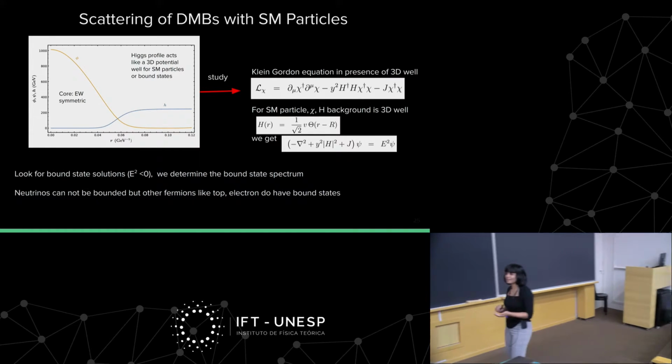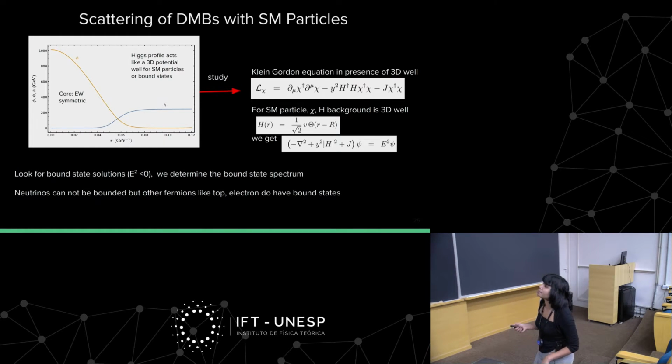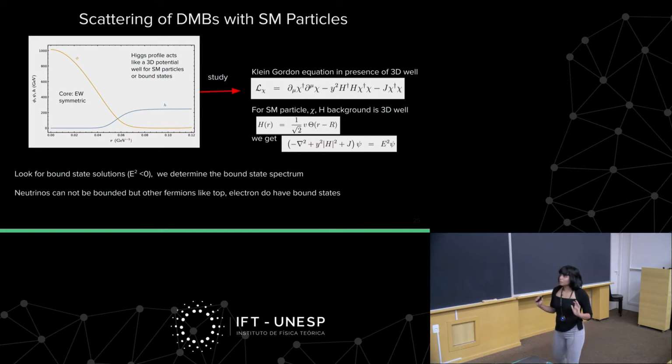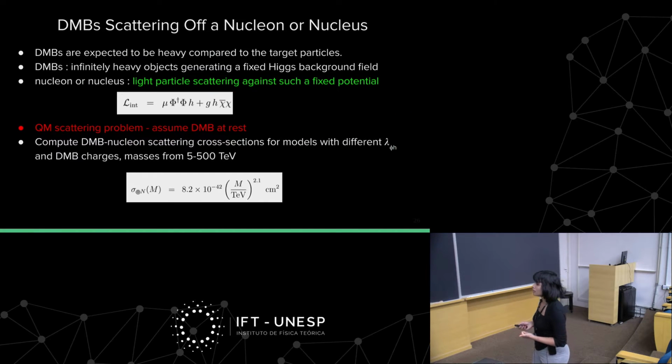We're not treating fermionic or bosonic. We just assume it to be a scalar field, actually, and calculate the cross-section rates. So we look for the bound state solutions, and we estimate the bound spectrum. And then we could take different values of y, the Yukawa, for the neutrinos, for the electrons and top. Depending on that, you can estimate the size of these bound states for all these objects, and then you compare it with the size of the dark matter ball. We find that neutrinos cannot be bound inside these objects, but you could have the top and the electron inside these dark matter balls. So that was about fermions, the top, the electron.